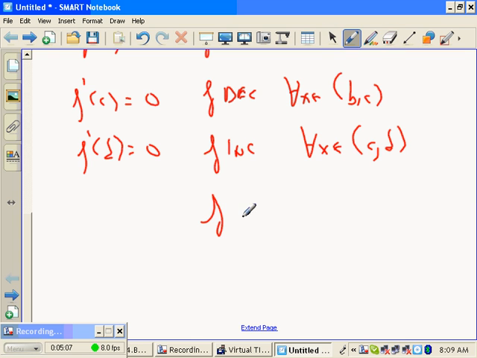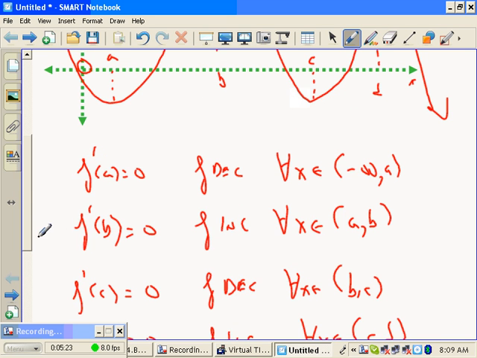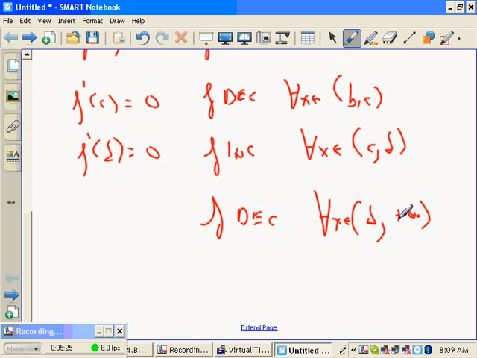So it's decreasing from then on for all x from D to positive infinity. This is optional, but I always put a sign, or I tend to put a sign with infinity, even if it's not negative. I guess it's optional, but I just do it.